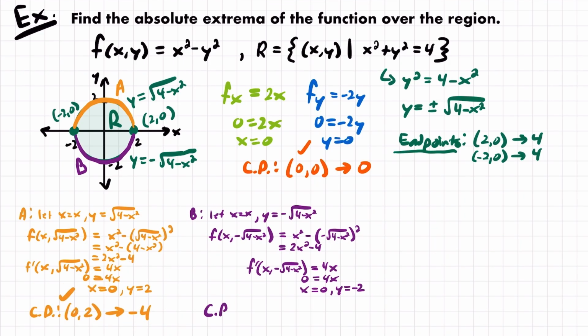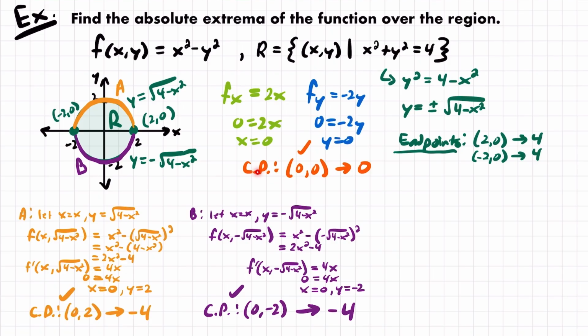We have the critical point of 0, negative 2, which is in the region, so check that off. And if you plug that into the function, you will get a z value of negative 4. Okay, if x is 0 and y is negative 2, for this function, you will get negative 4 as the output. All right, and so now we have all the different points that we need to consider as potential absolute extrema for this function over this region. Now we just have to compare their z values and see which is the biggest and which is the smallest.